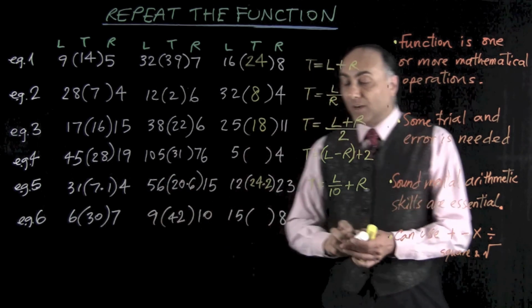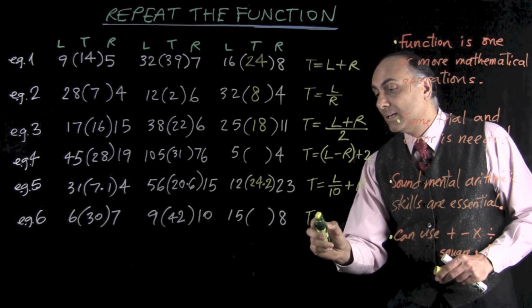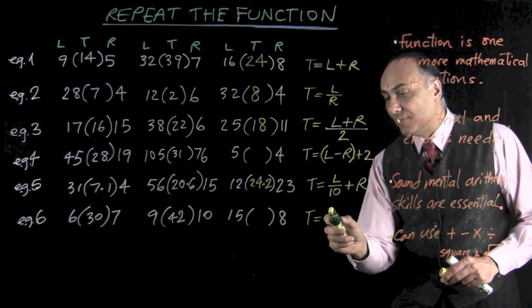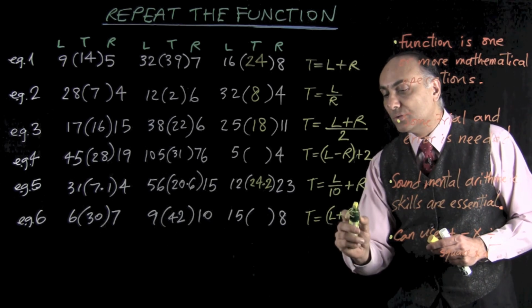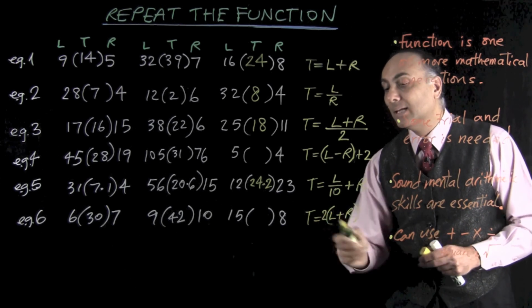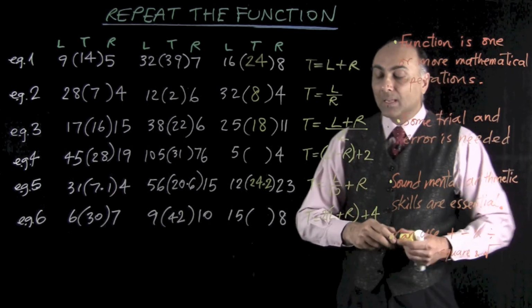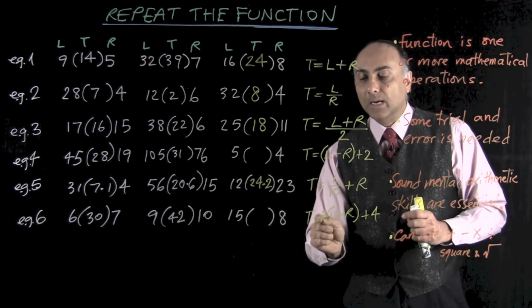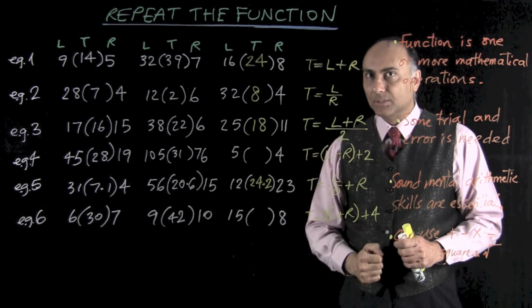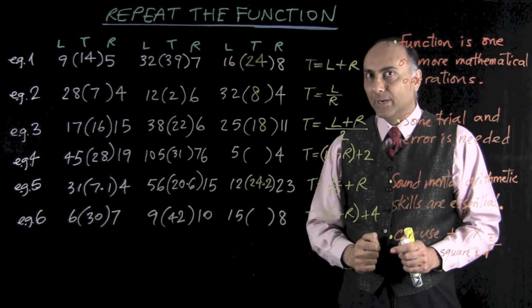However, the function written using algebra looks like this. We added the left and the right first, L plus R. Then I doubled the total, so I put that in brackets and double it. Then I added a 4. So there are 3 steps here. L plus R is one operation. Double the total is a second operation. Then add on a 4 is a third operation.